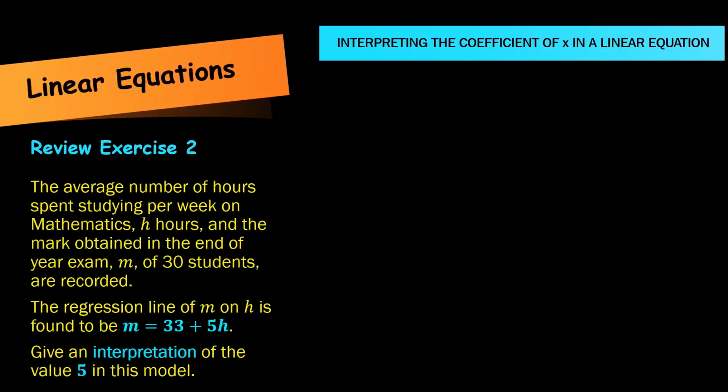Now let's take a look at review exercise 2. The average number of hours spent studying per week on mathematics, H hours, and the mark obtained in the end of year exam, M, of 30 students are recorded. The regression line of M on H is found to be M equals 33 plus 5H. Give an interpretation of the value 5 in this model. So let's solve this.